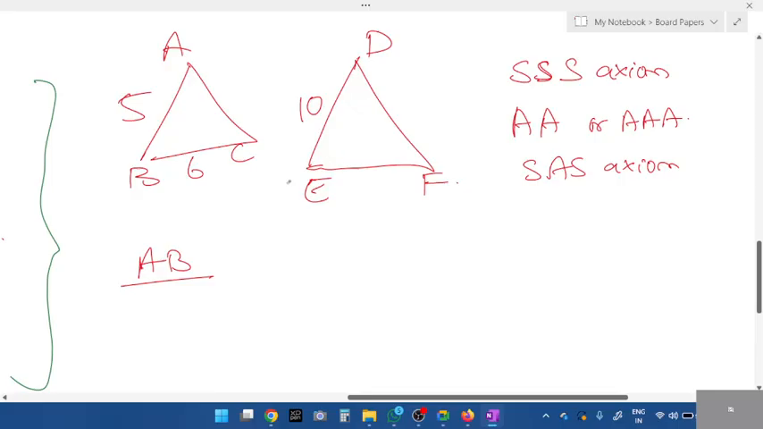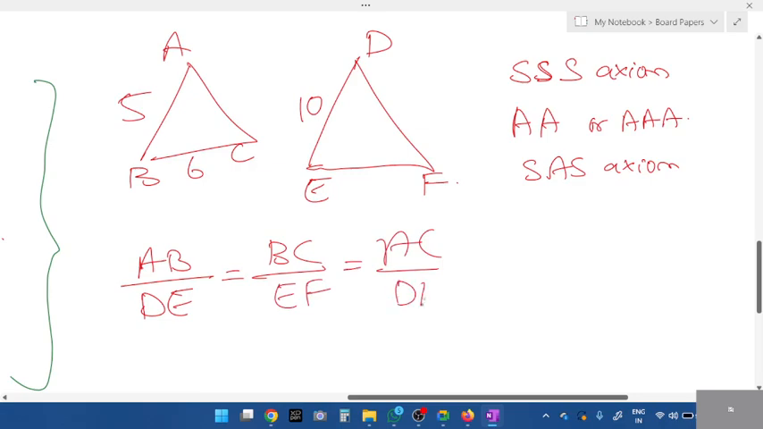We have DE. When you divide the ratio, what is the other side? BC. This side, what do we have? EF. AC divided by DF. The value should be the same, students. Proportion. The ratio should be the same. This is known as proportion.